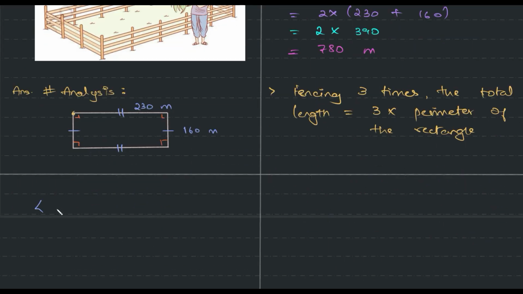So let's substitute the values. In this case, just one value, but it's okay. We can maintain the language. 3 times of 780. And this would be 2340 meters. And that's our answer, as simple as that. Okay.